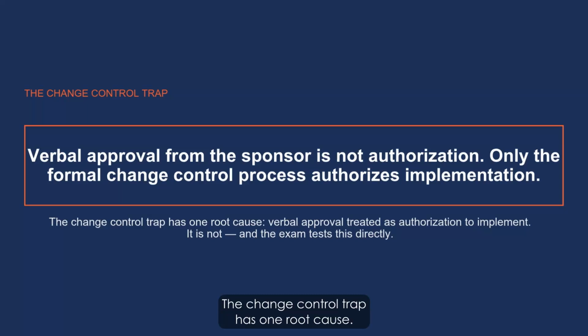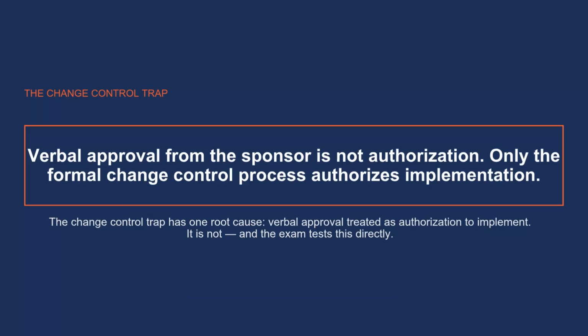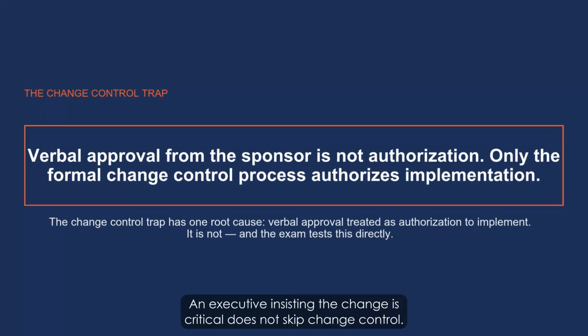The change control trap has one root cause: verbal approval treated as authorization to implement. It is not, and the exam tests this directly. A sponsor saying yes does not authorize implementation. A stakeholder requesting a change urgently does not bypass the process. An executive insisting the change is critical does not skip change control.